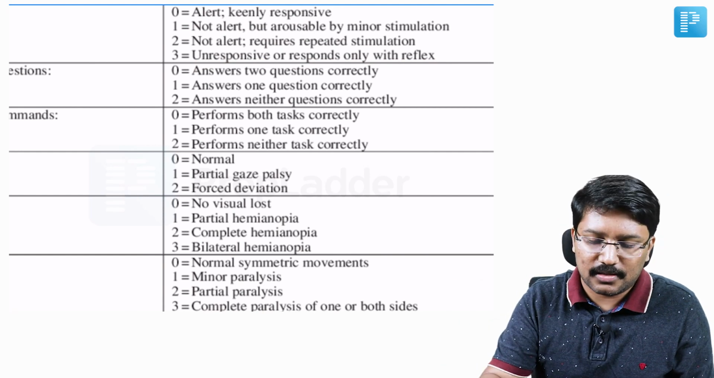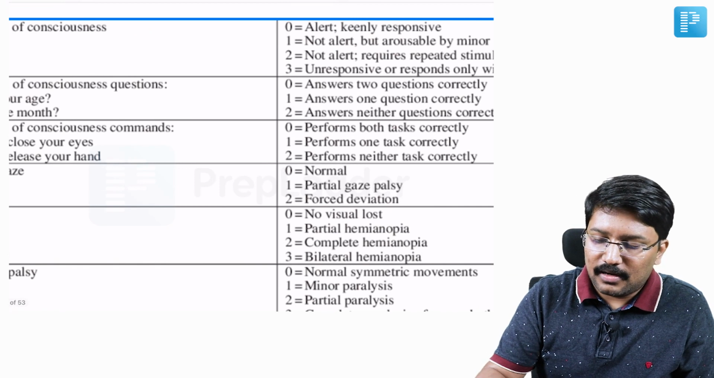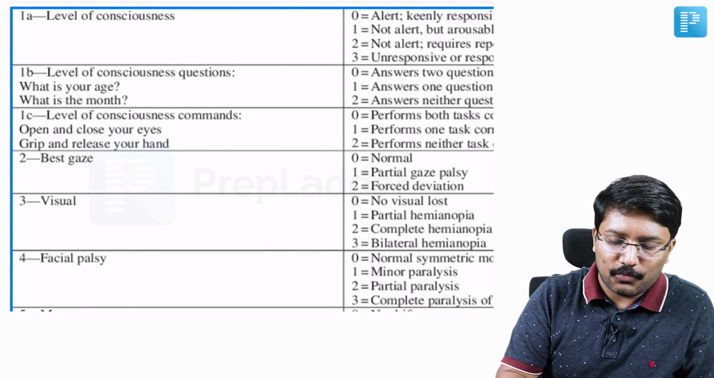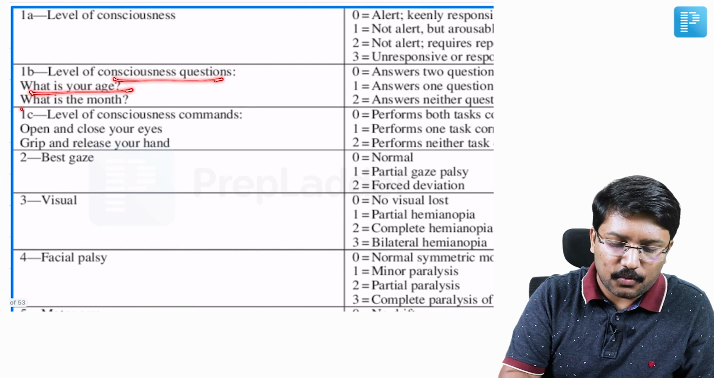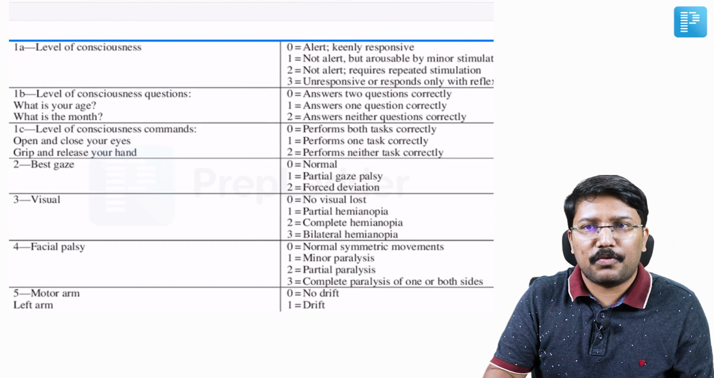Only with a reflex, right? So this is one thing. The second thing is, if they are alert or responsive, you are also asking them questions. What is your age and what is the month? Right? What is your age and what is the month? This is the question that we would be asking them.